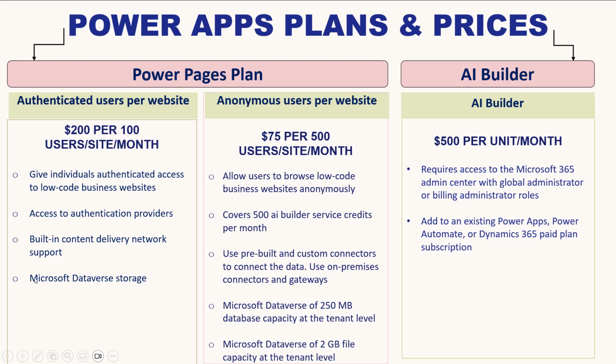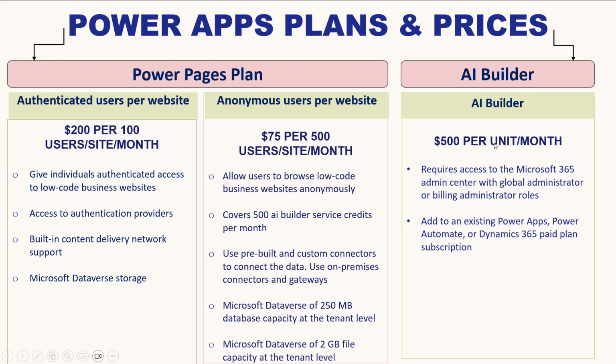In authenticated, you can use Microsoft Dataverse storage. In anonymous, Microsoft Dataverse gives you 250 MB of database capacity at the tenant level. And also in Microsoft Dataverse, in this plan, you can get 2 GB file capacity at the tenant level.